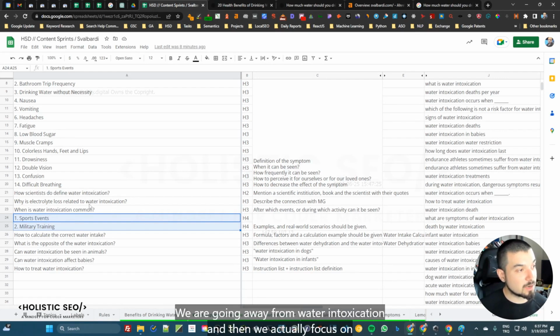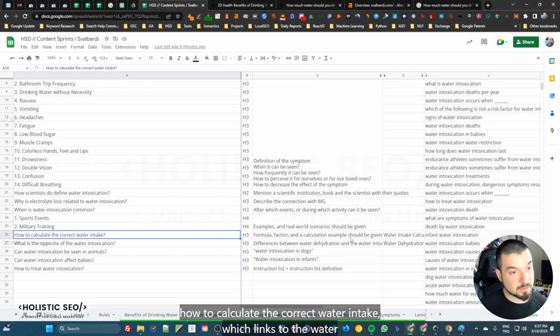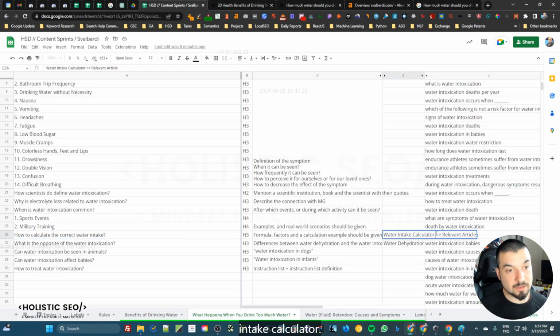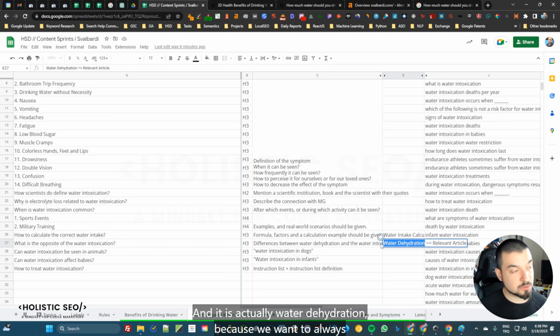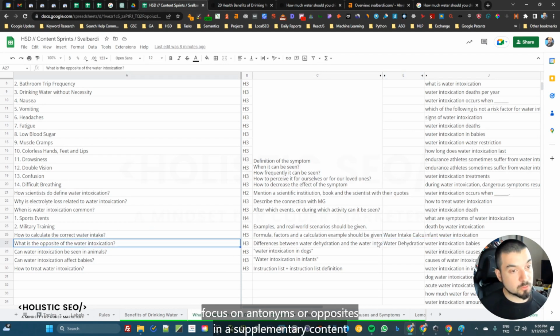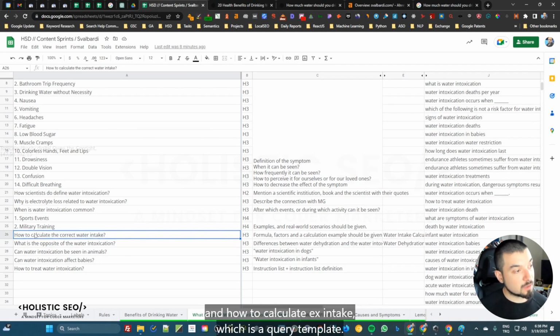So slightly we are going away from water intoxication. Then we actually focus on how to calculate the correct water intake, which links to the water intake calculator. And then we ask, what is the opposite of water intoxication? And it is actually water dehydration, because we want to always focus on antonyms or opposites in the supplementary content, and how to calculate X intake, which is a query template. If you have a template, use it, and always use the most relevant context for that.